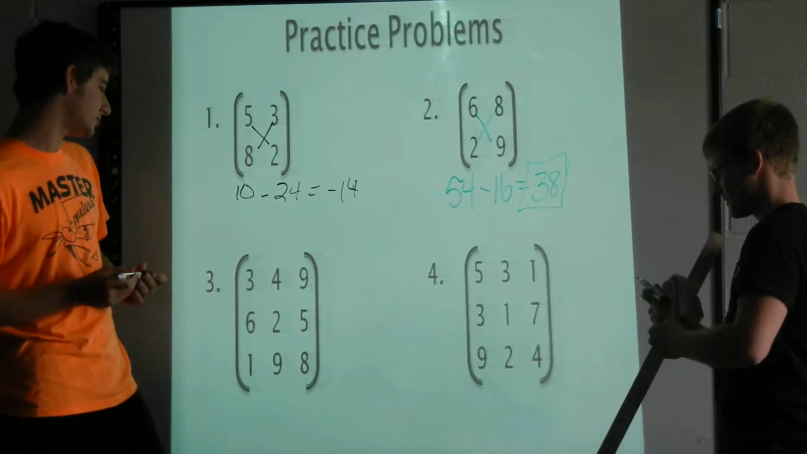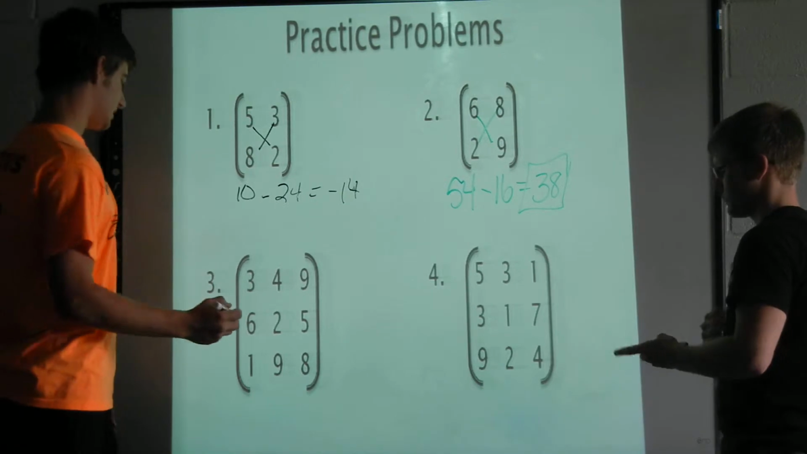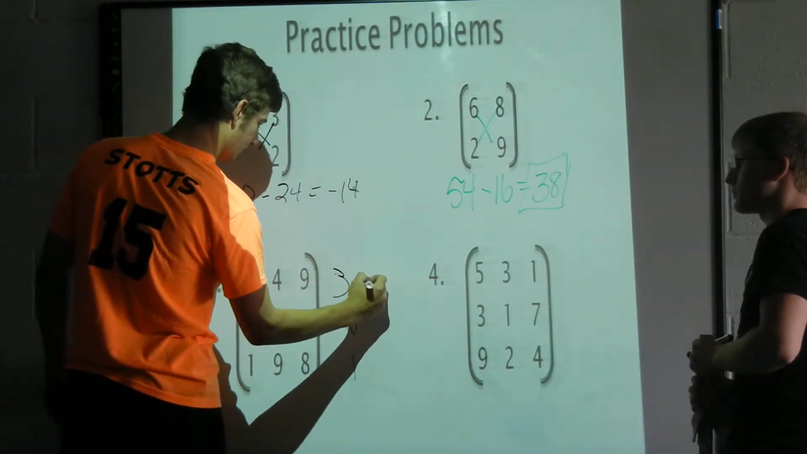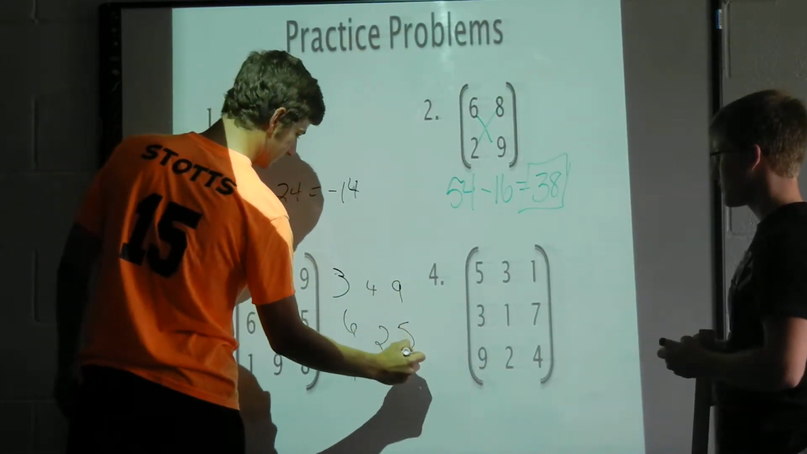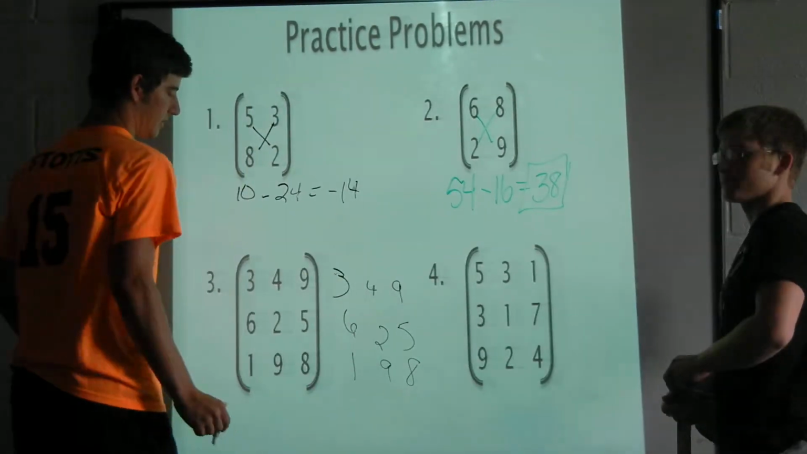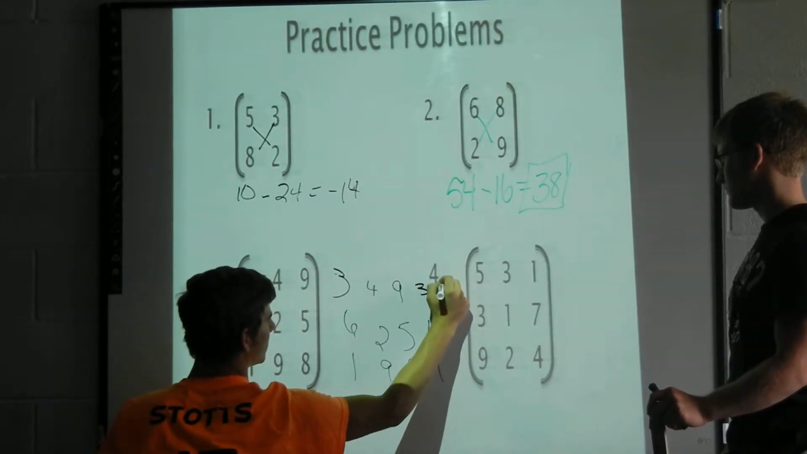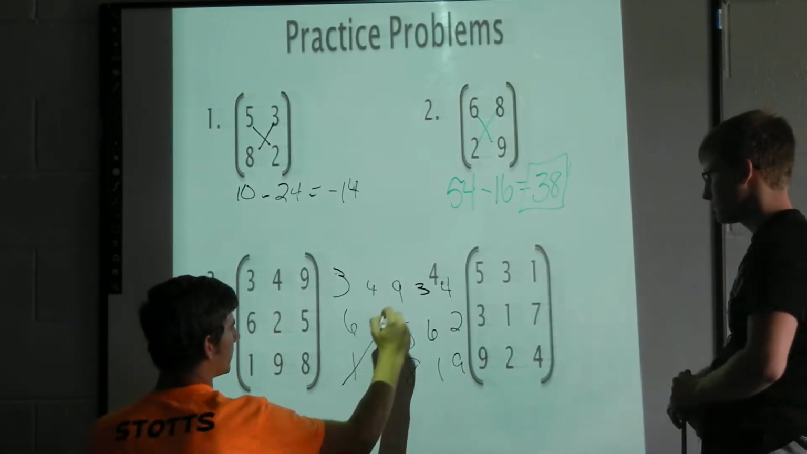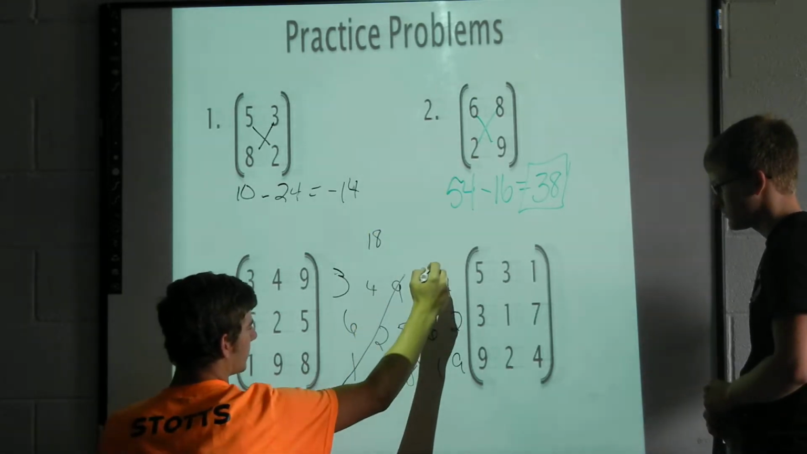And like I said, 3x3 makes you do a little bit more work. And so on number 3, what you're going to do is take your first column and copy it down, and the second column, and then your third column. And then you take these 2 columns right here and copy them back over here. So you take your 3, 6, and your 1, and then your 4, your 2, and your 9. You have to multiply up here. That's going to get you 18.